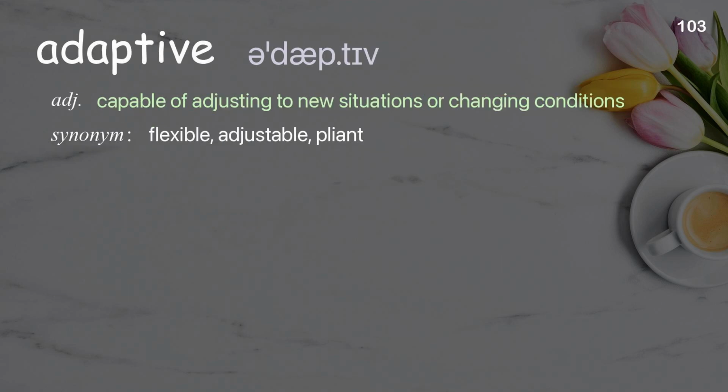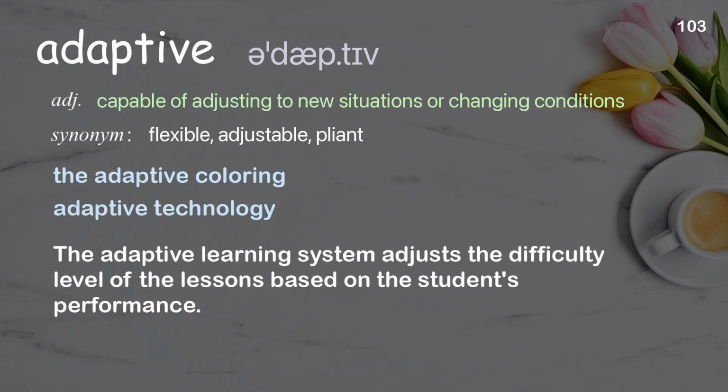Adaptive. Capable of adjusting to new situations or changing conditions. Examples: the adaptive coloring, adaptive technology. The adaptive learning system adjusts the difficulty level of the lessons based on the student's performance.